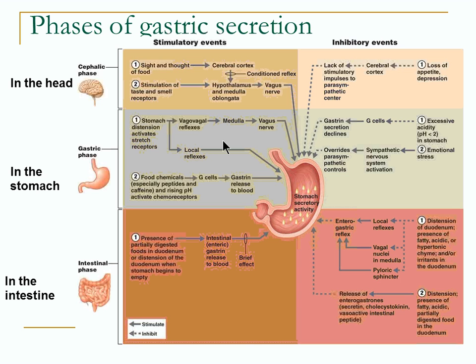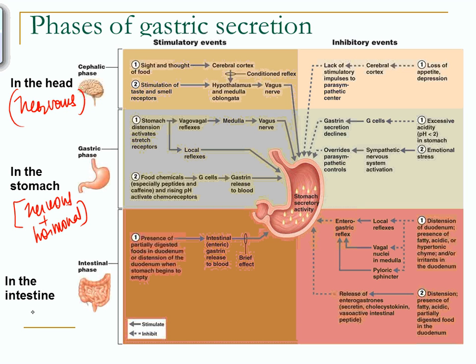Now let's look at some phases of gastric secretion. So there are 3 main phases of gastric secretion. The first is what is called the cephalic phase, in the head, and this is entirely neural or nervous. So this is nervous in nature. The second is the gastric phase. So it occurs in the stomach. So this is both nervous and hormonal. And the third is the intestinal phase, and this is hormonal.